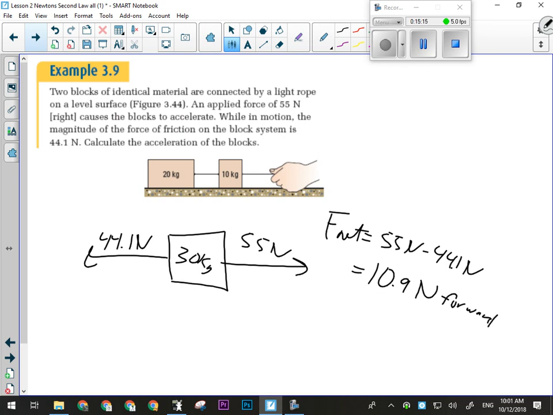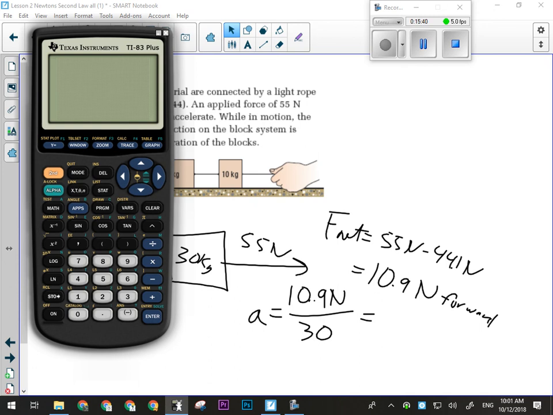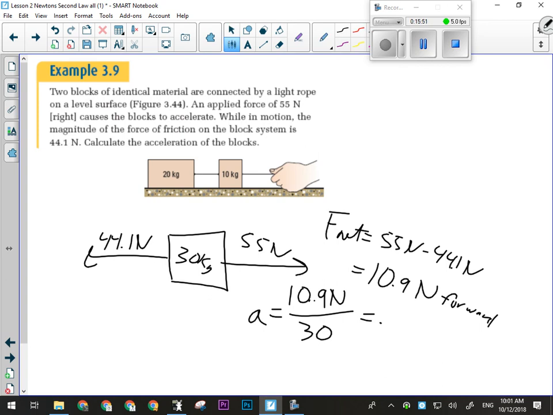Okay, now I want to calculate the acceleration, so I'm going to take that net force and divide it by how much mass? 30. Remember, the whole system is accelerating together, right? So I combine the masses here. Okay, 10.9 newtons divided by 30 kilograms will give me my total acceleration for both blocks. Okay, so we got 0.36 meters per second squared forward.